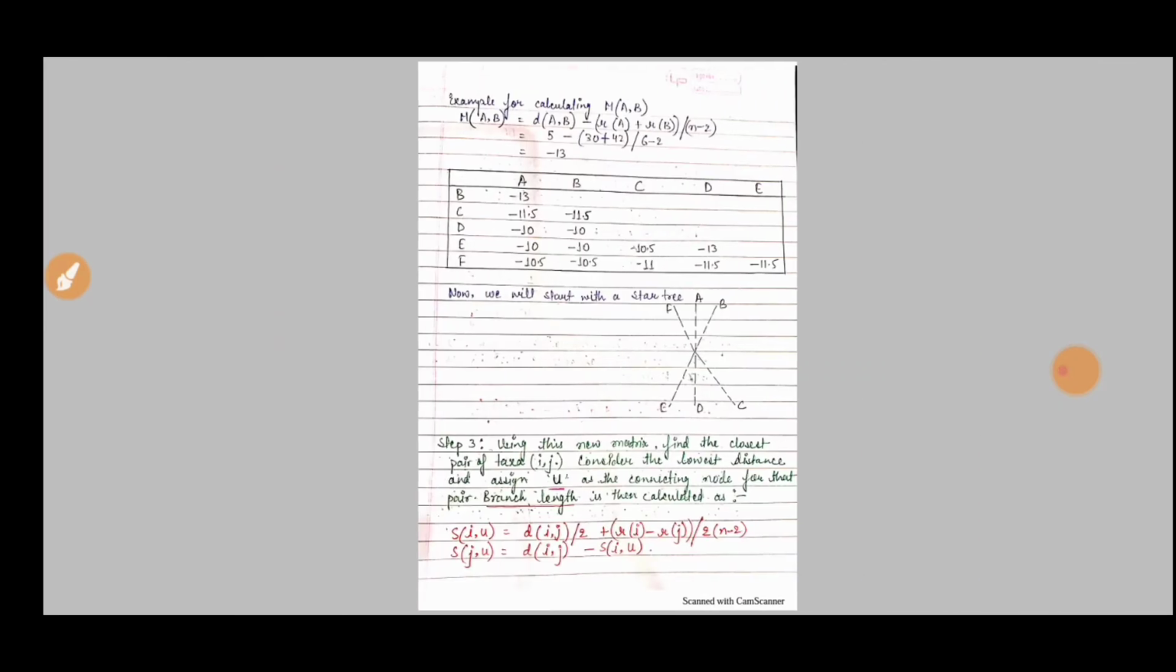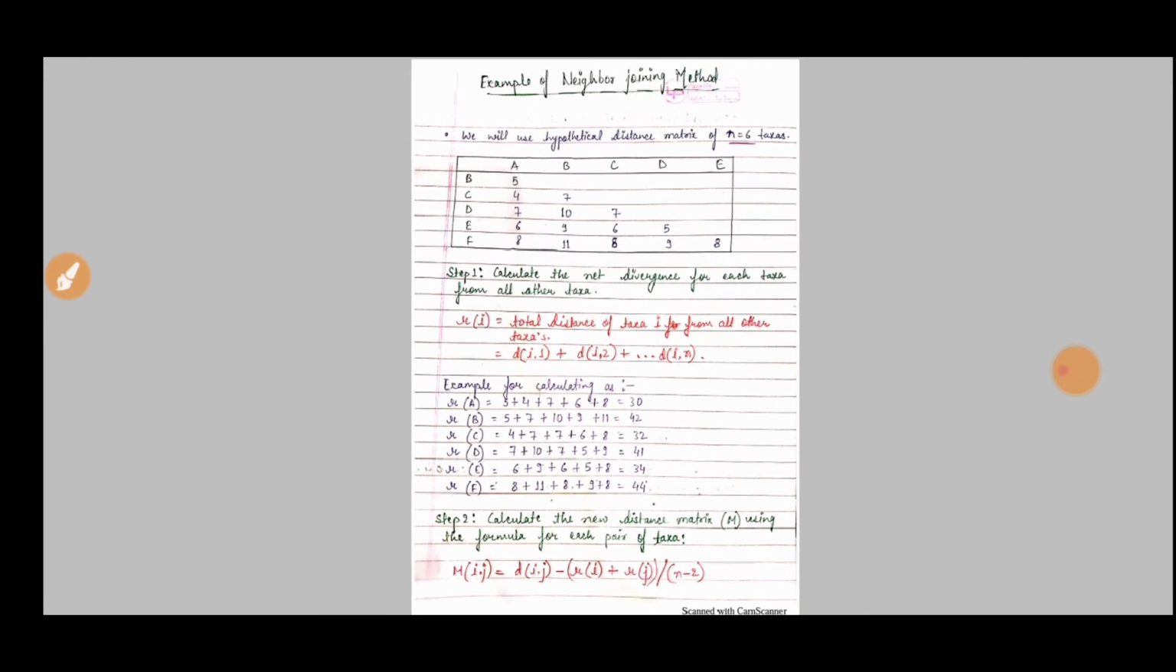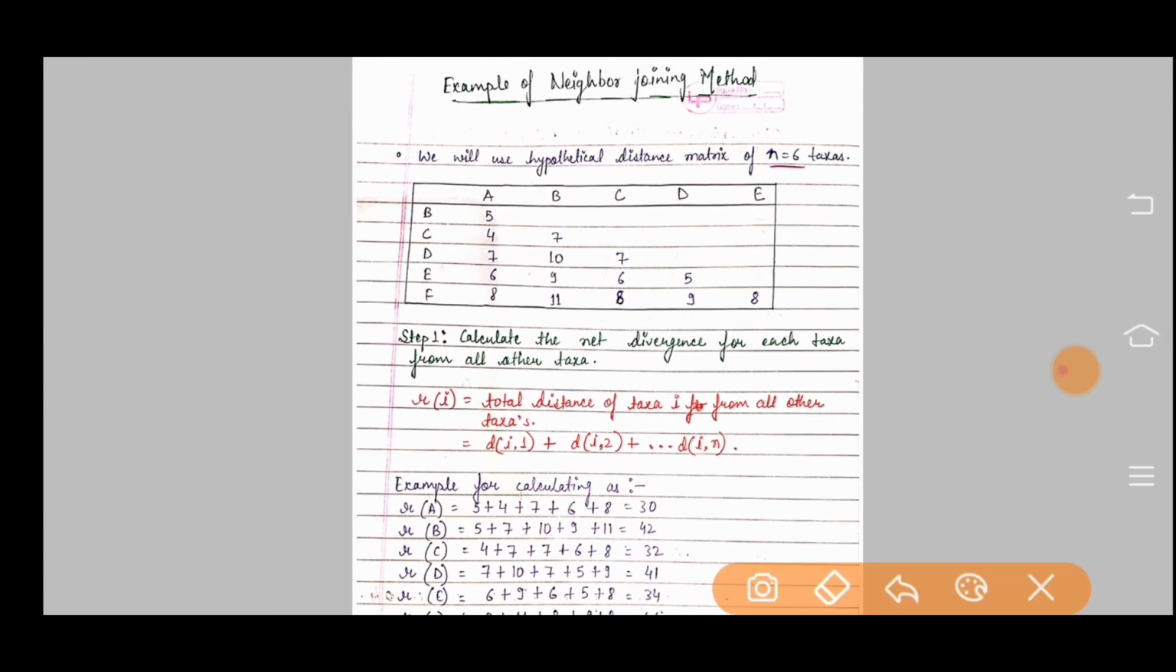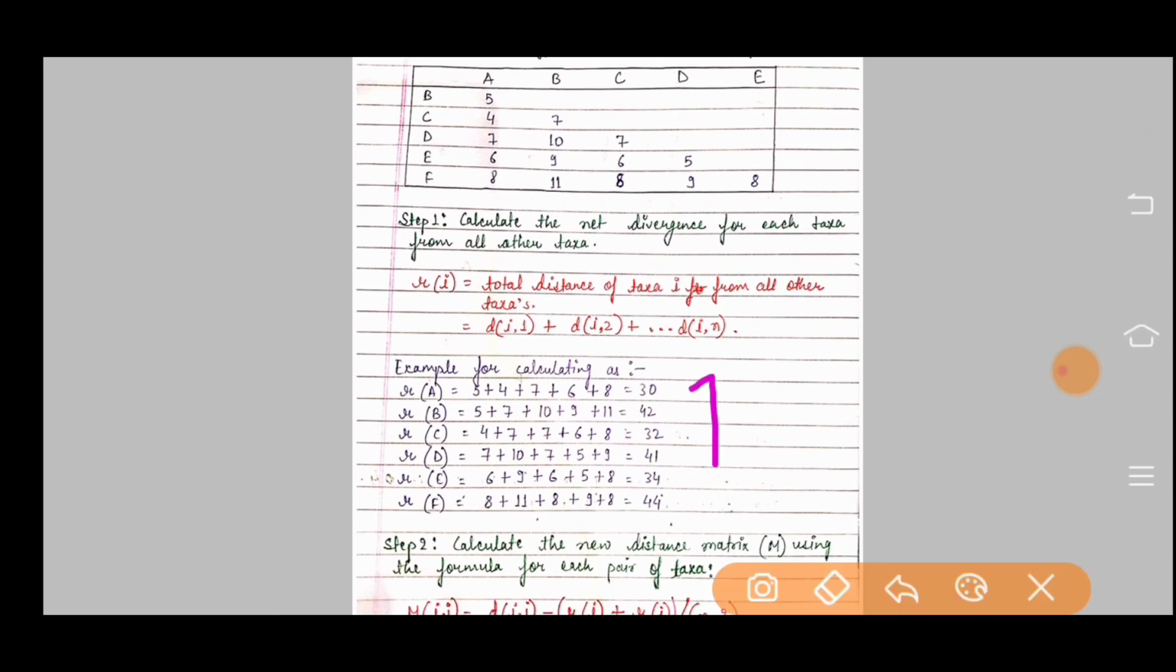Now this is an example of calculating the new distance matrix between a and b. So mab is equal to dab minus (ra plus rb) by (n minus 2). And what is the distance between A and B? Let me show you from the parent matrix. This is the parent matrix, or you can say the first matrix. So the distance between A and B is 5 and these are the divergences, that is the value of R. Here RA is equal to 30 and RB is equal to 42.